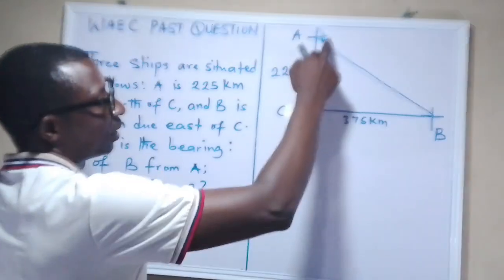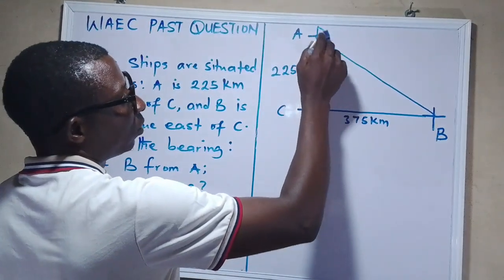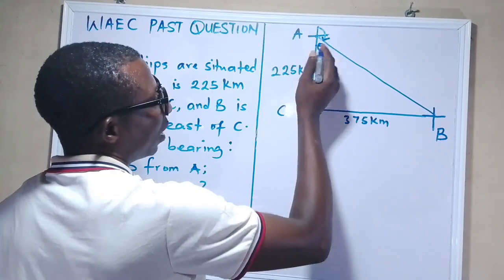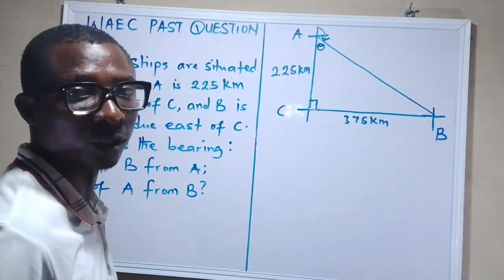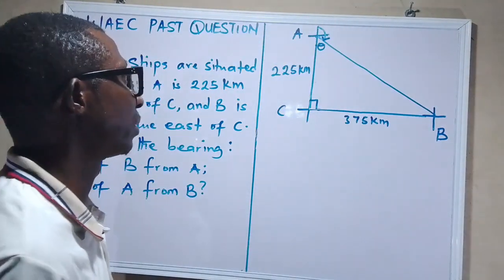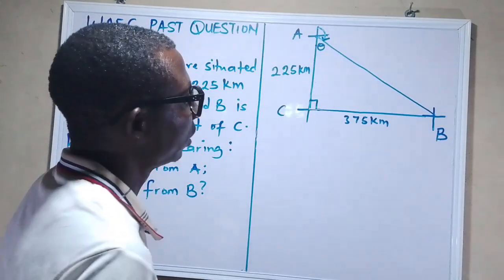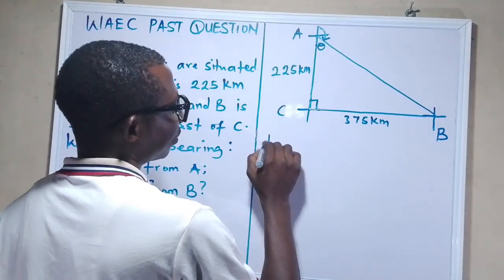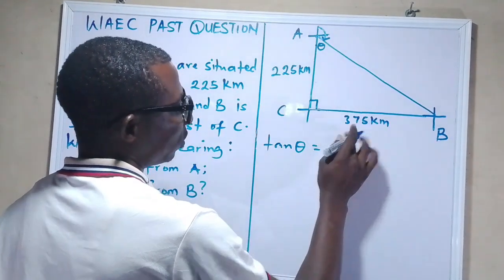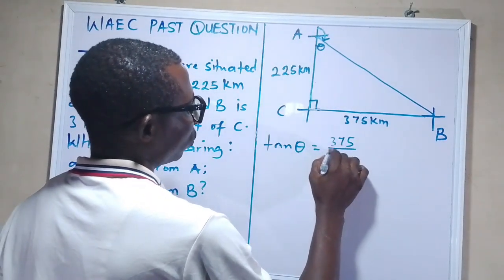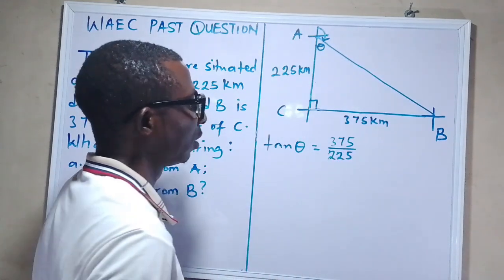But now to get this angle, we know that from the North Pole to the South, that's 180. So we just need to get this angle here and subtract it from 180. That is going to give us the bearing of B from A. Okay, so let's do that. Using our trigonometrical ratio, this is opposite, this is adjacent. So we have tan theta equals opposite, 375, over the adjacent, 225.